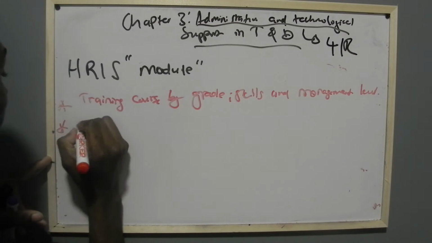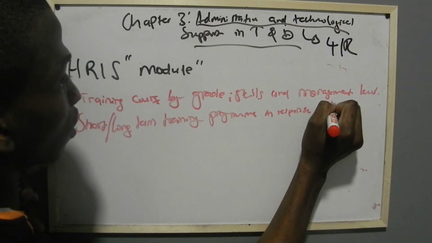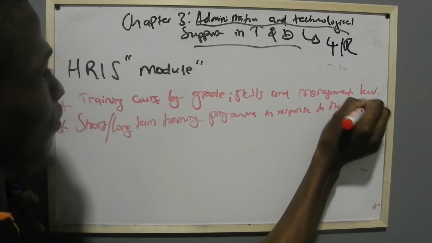Number 2, it must include short-term and long-term training programs in response to the organization's challenges.